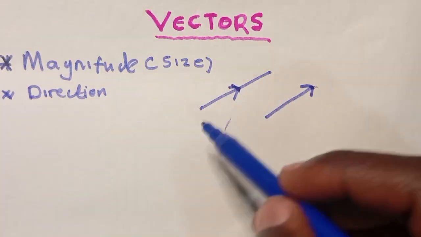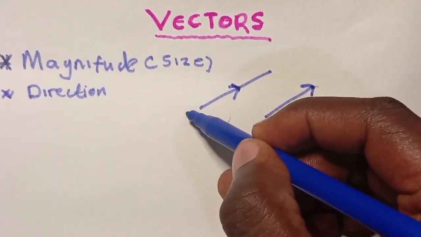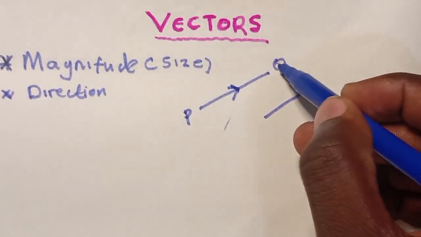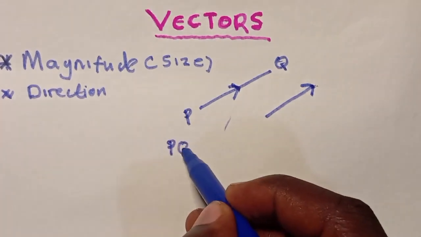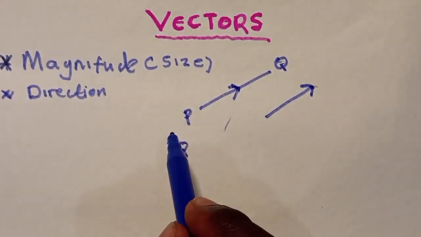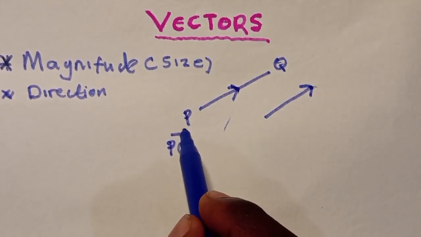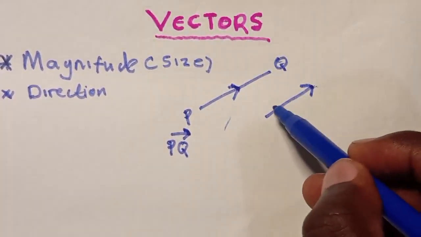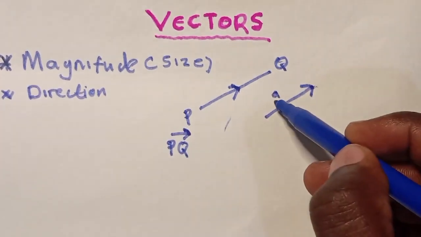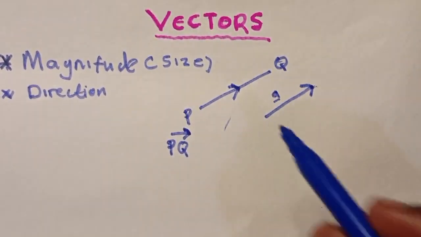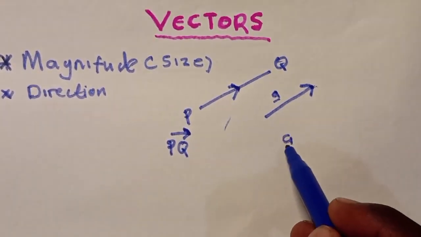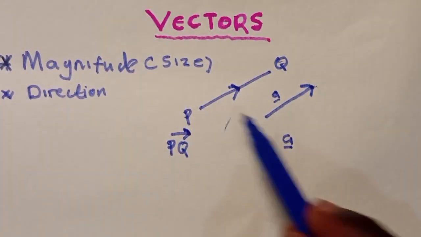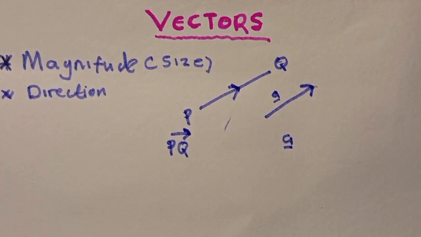Let's say this vector here is PQ. The magnitude of this vector is going to be PQ. To show that it's a vector with direction, we usually put an arrow on top. Sometimes, when we use small letters, we just put a bar below, so this one is vector A. You can show vectors either way, and we're going to see a number of examples that represent vectors in this way.